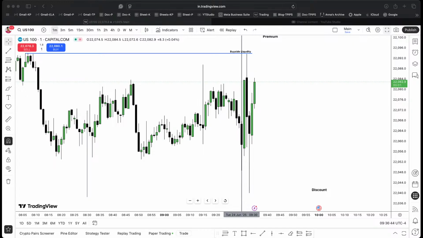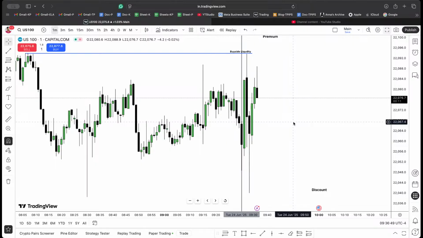Let's see how the market goes. We can see that the market is climbing towards the higher side.